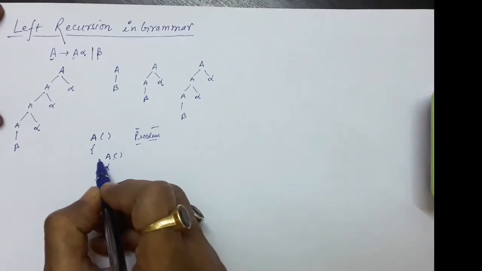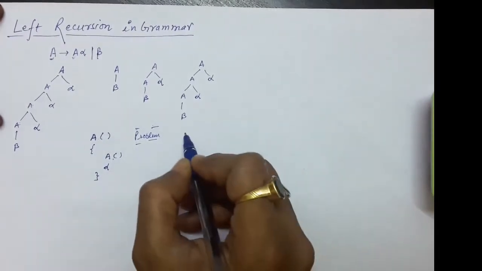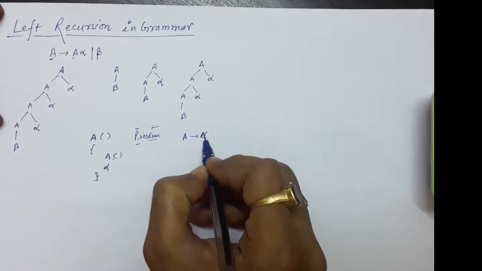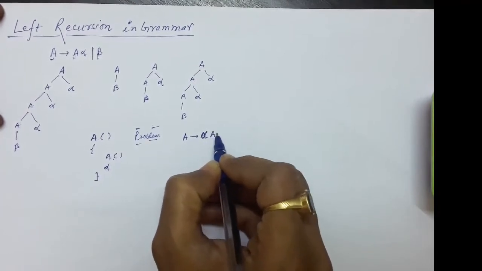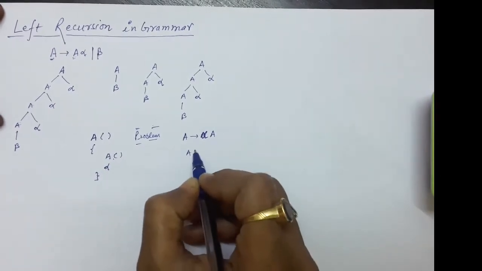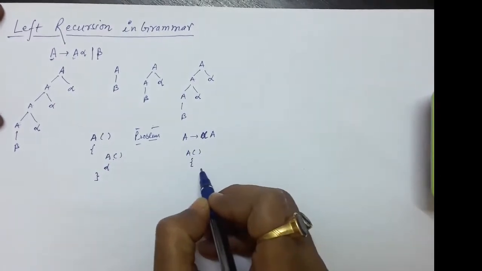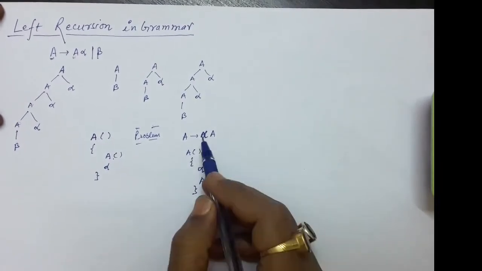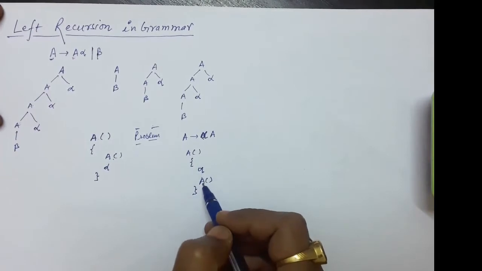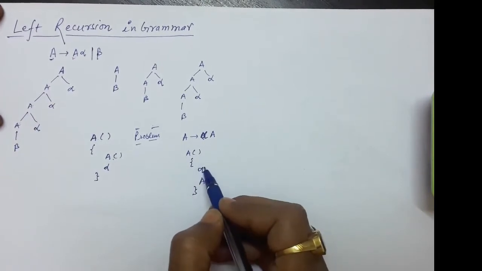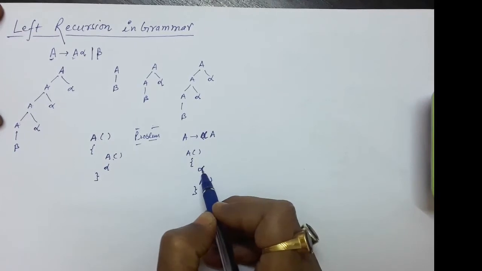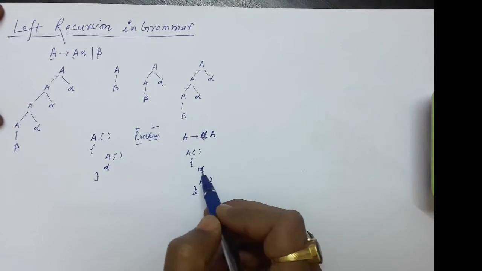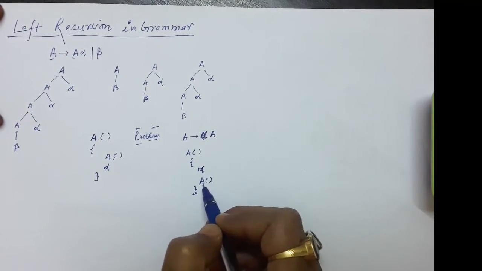So if we change this like this, in the place of A produces A alpha, we write it like A produces alpha A. Then what is there? If we write a function A and apply alpha here and then the function call A. Alpha followed by A. So while entering this function, alpha can be treated as a condition and this A is called conditionally. If this condition is not true, A is not called. If this condition is true, the A is called.